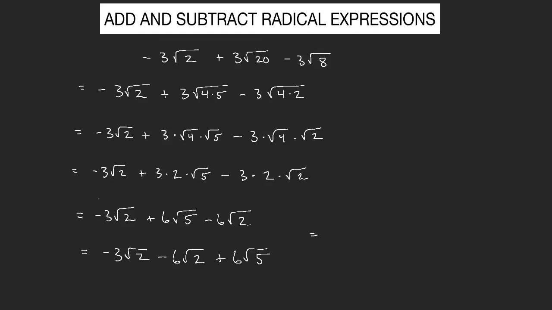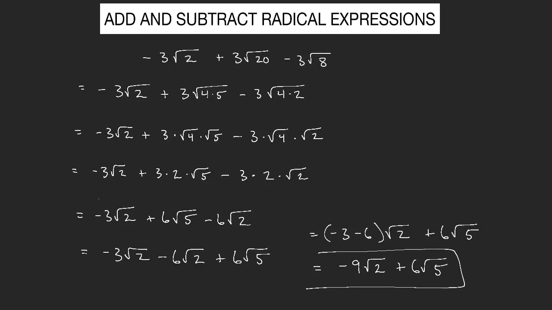We're going to go ahead and say that this equals negative 3 minus 6 times root 2 plus 6 times root 5. Negative 3 minus 6 is negative 9 root 2 plus 6 root 5. Okay, here's our answer.